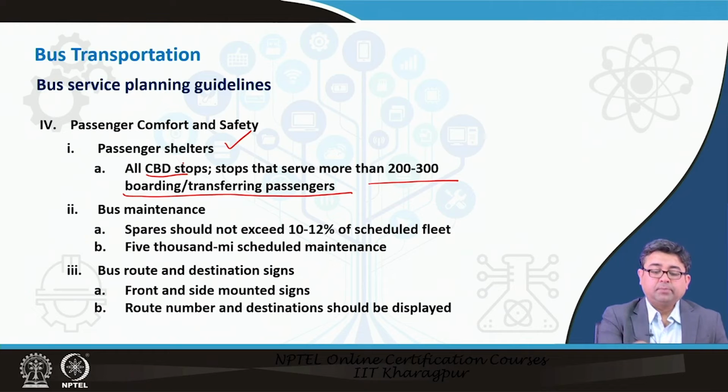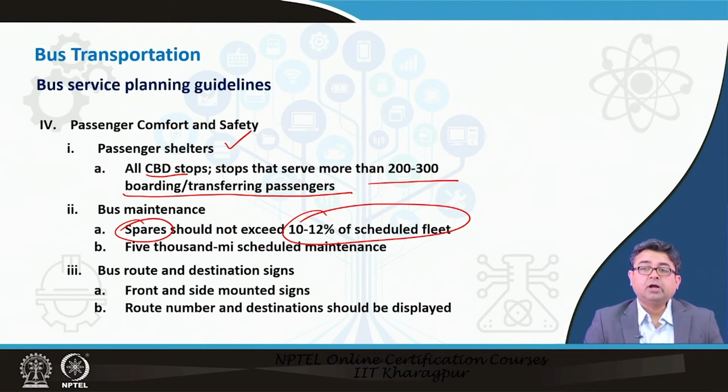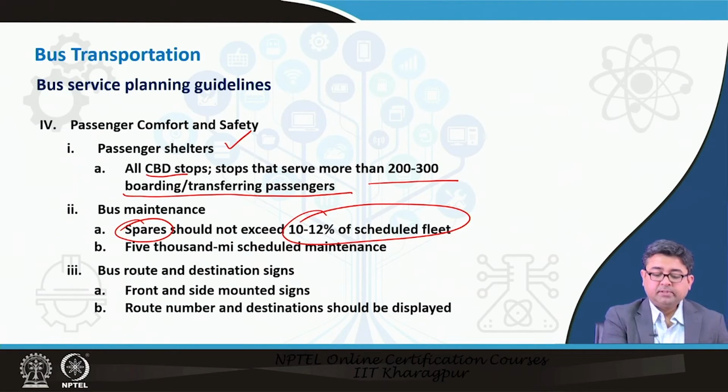What is the schedule for bus maintenance? It is said that the spare buses should not exceed 10 to 12% of your scheduled fleet. You should not have more than 10% of buses that are just spares because you think that maintenance will be required and these will be used. If you have more than 10 to 12%, then you are actually not efficiently managing your bus system. And the other guideline is there should be at least 5,000 mile scheduled maintenance.